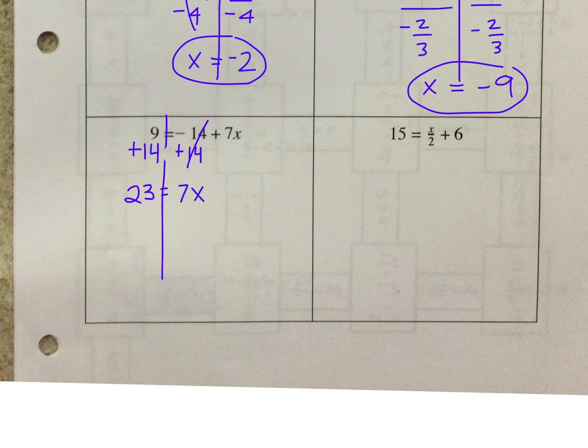Now, I need to get the x alone, so the 7 needs to go away. So it's being multiplied, so I need to divide it. 23 divided by 7 does not come out well, so we're just going to leave it right like that.